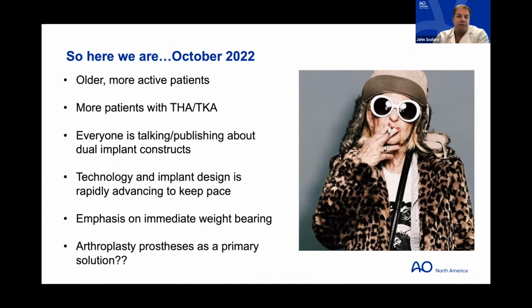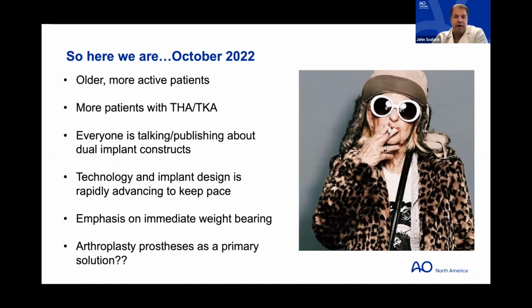And so there's a lot of information to wade through. Technology and implant design is rapidly advancing to keep pace. Implants are being designed with different bends, allowing implants to be placed through different areas of the femur. You're thinking about ways that we can augment fixation to optimize stability. And as I mentioned before, an emphasis on immediate weight bearing, especially in the geriatric population.